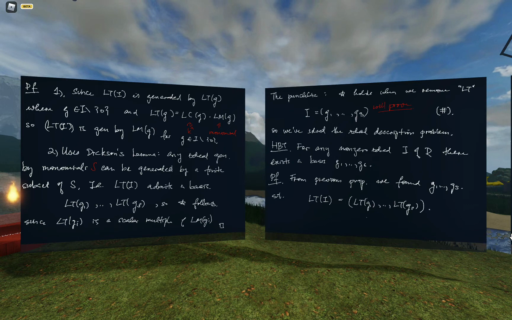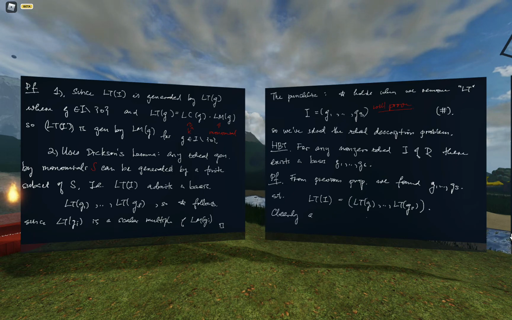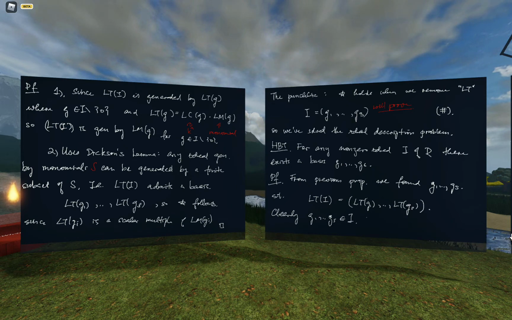Okay, so the first thing we need to say is that clearly G1 to GS are all in I. They're chosen from I, so obviously they're going to be in there. So we need to prove the reverse inclusion.